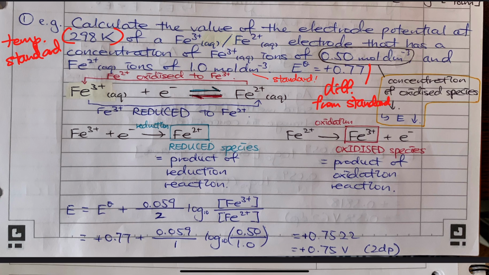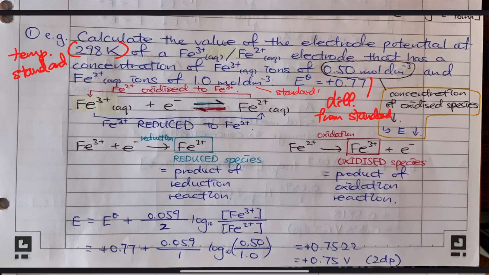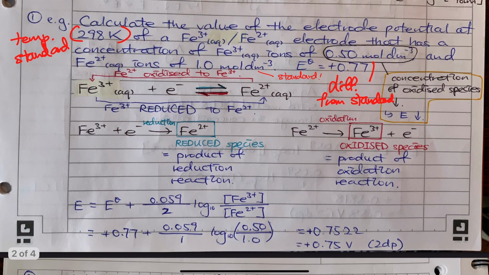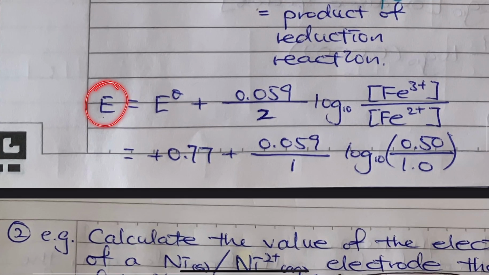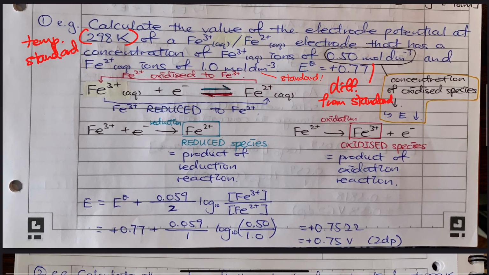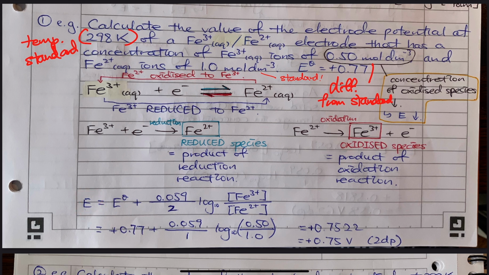The reason we're keeping one of the aqueous ions at a standard concentration, the 1.0 mole per dm cubed, but changing the other ion's concentration to a non-standard value, is that we want to measure how changing the concentration of Fe3 plus ions actually affects the electrode potential. This way we can see the effect straight away. If we changed both values, we wouldn't know which concentration change has changed this value here. So that's why we choose to keep one of these concentrations standard.